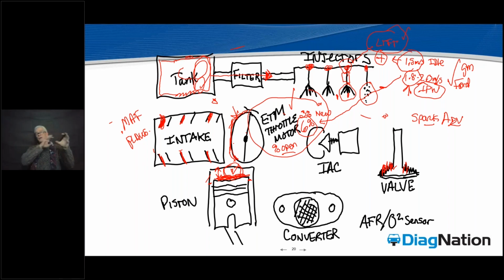Spark advance or spark retard, depending on which data PID they give you, is really going to be your best friend for finding that. Go out and whack the throttle and watch what that spark advance does. It's going to tell you a lot about what's sitting here on top of this piston.